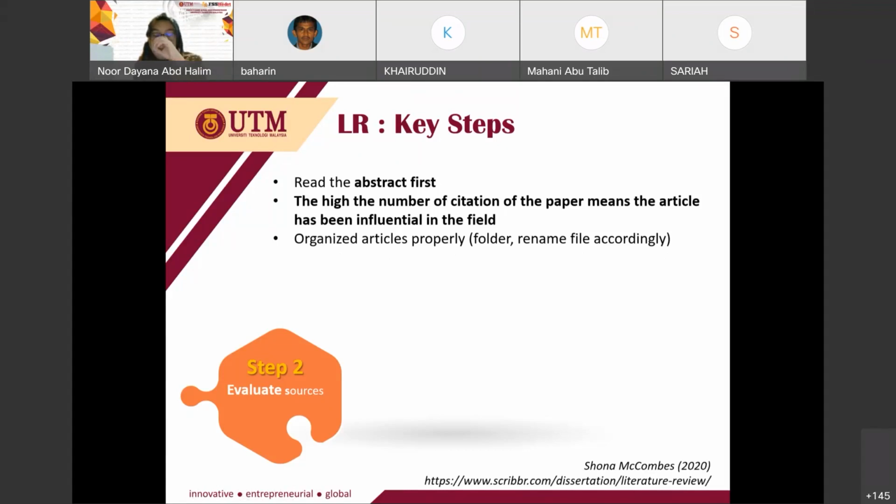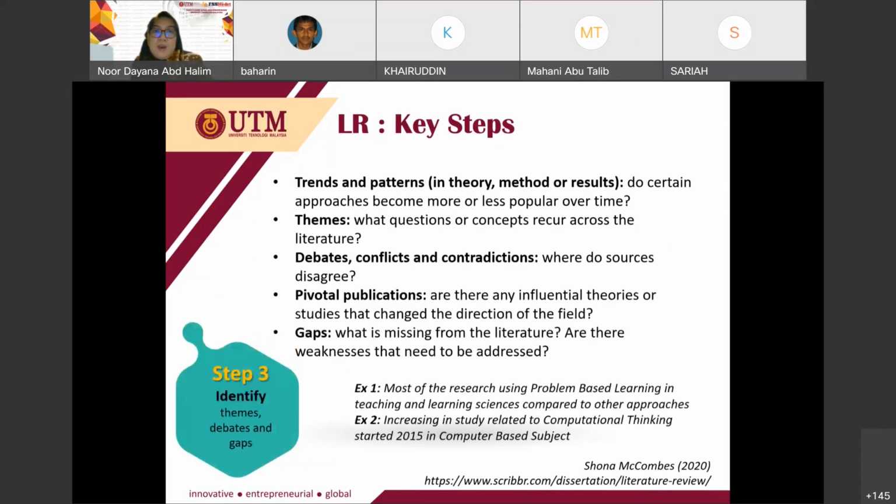you should go to the Mendeley courses. Okay, it will help you how to organize the articles. It is actually related to the bibliography. Okay, so this is the important thing. Okay, I believe you read so many articles during your study. Okay, so the third one is identify themes, debates, and also gaps.